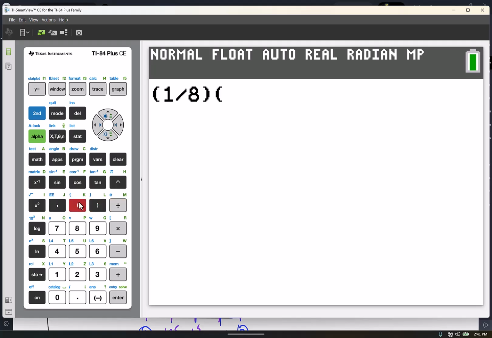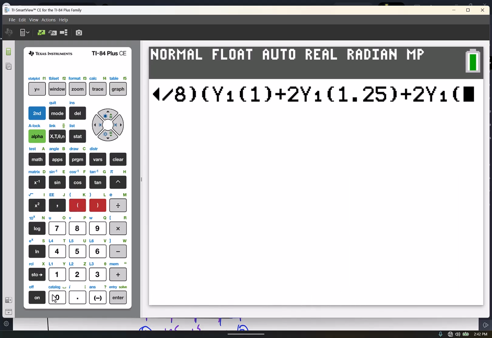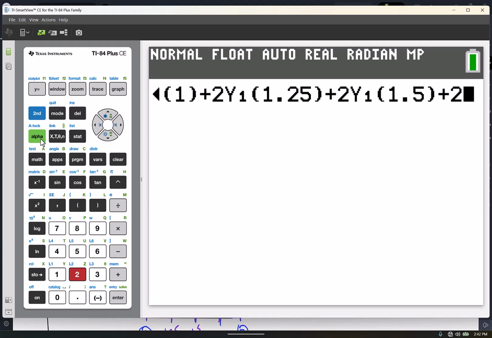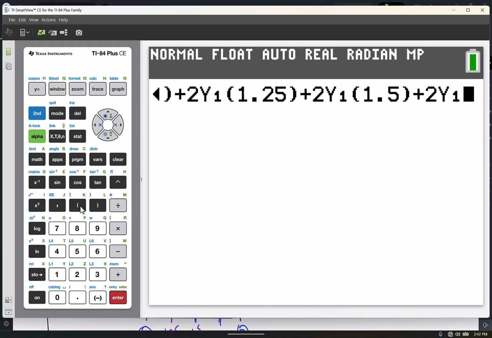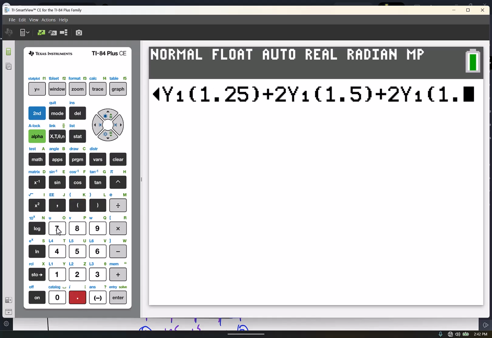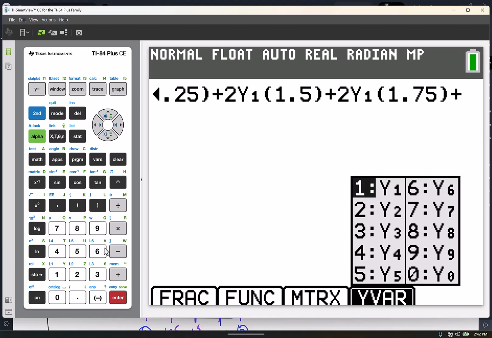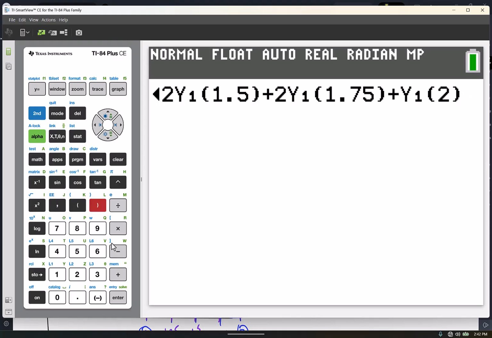And I'm going to open up a parenthesis. And I'm going to go alpha trace y1 evaluated at 1, plus 2 times alpha trace y1 evaluated at 1.25, plus 2 alpha trace y1 evaluated at 1.5, plus 2 alpha trace y1 evaluated at 1.75. And then the last one does not have a 2 in the front. So plus alpha trace y1 evaluated at 2, close, enter.